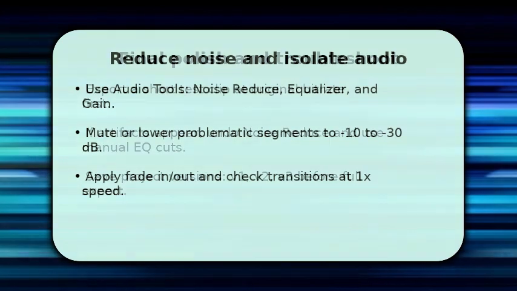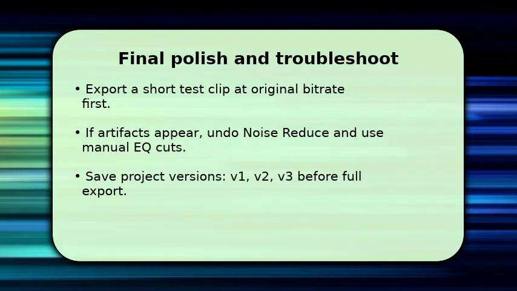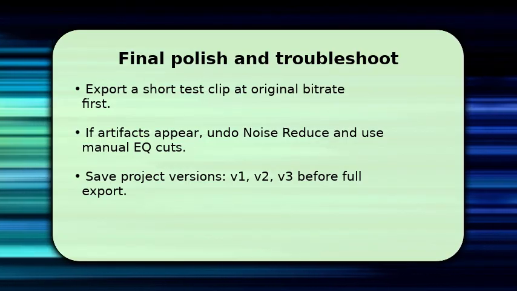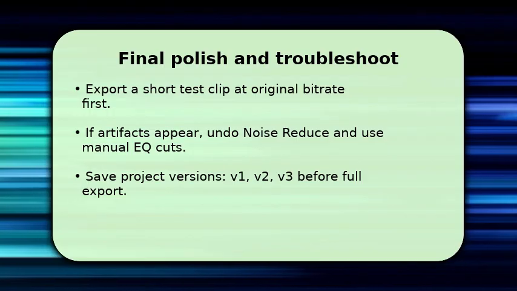the result. Finish by exporting a short test clip at the original bitrate to confirm audio quality. This avoids wasting time on long renders. If you hear artifacts after noise reduction, undo that change and instead use tighter EQ cuts plus volume automation to hide problem frequencies. Manual correction often sounds more natural.